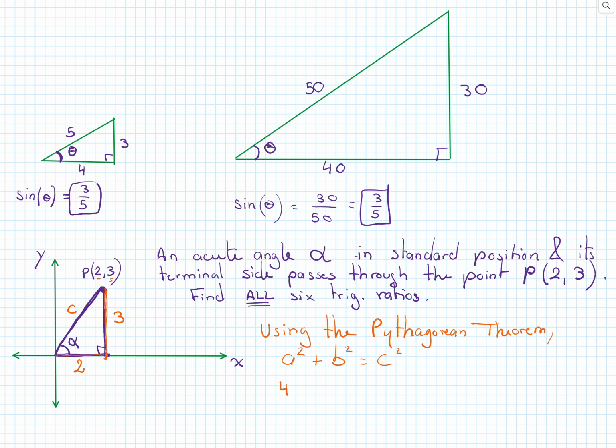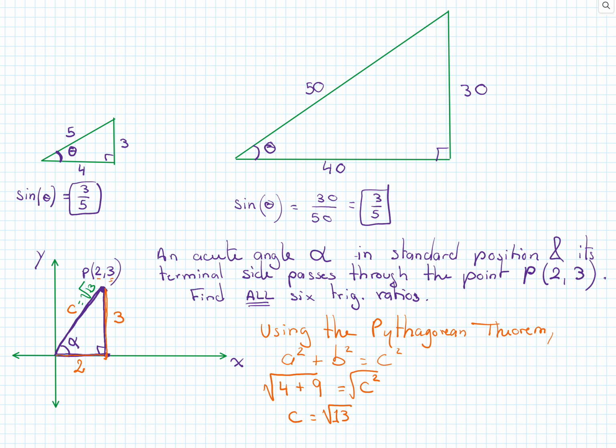So we're going to have 4, that's 2 squared, plus 9 is equal to c squared. And now I don't want c squared, I want just c. So 4 plus 9 is 13. Take a square root on both sides, and c is equal to the square root of 13. Okay, so I have what c is here.